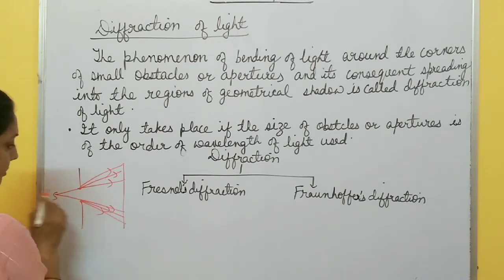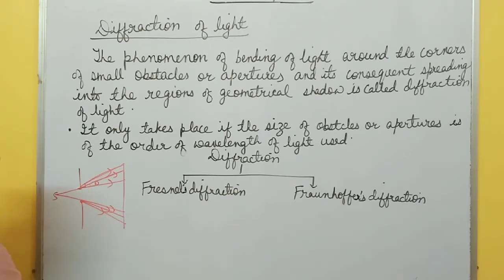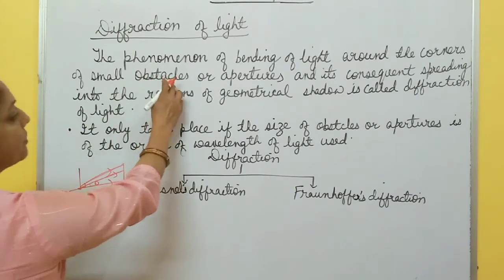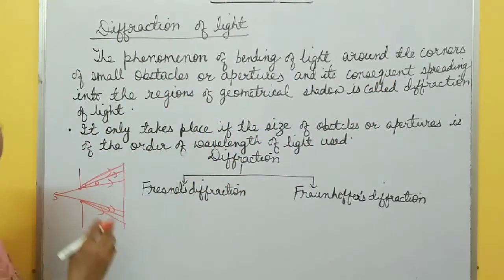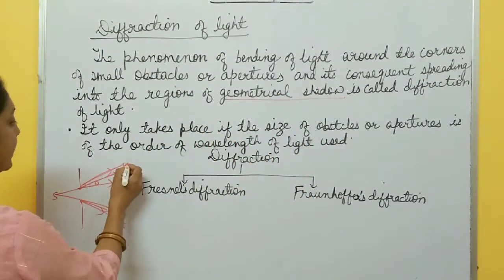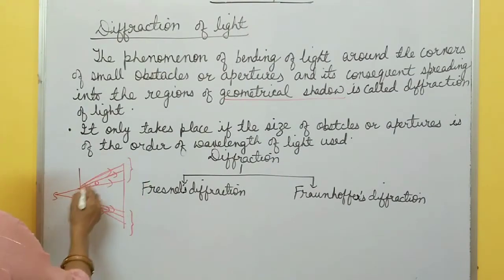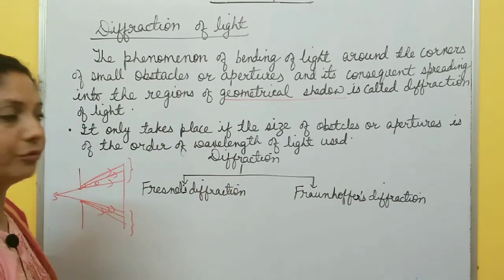It is bending by some angle to the incident direction, right? And this bending of light around the small obstacles or apertures is constantly spreading in the region of geometrical shadow. Which region does it bend? It bends in the region of geometrical shadow. This is the region of geometrical shadow, and only in this region bending of light takes place, and this is called diffraction of light.